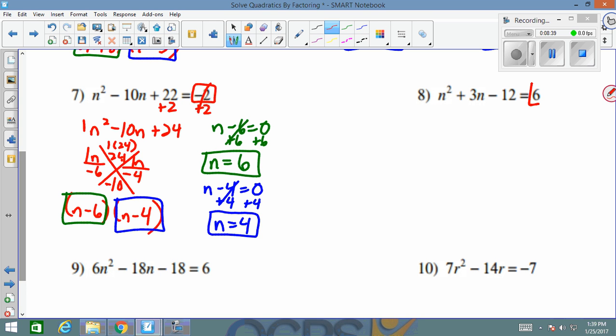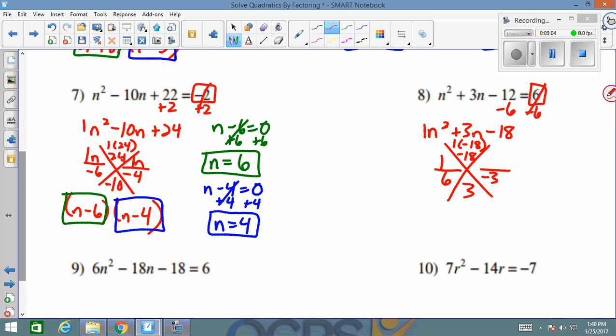Alright, same thing. We're going to move the 6. If it's positive, we're going to put negative. And it's going to be under the 12. Number goes with number. So it's n squared plus 3n minus 18. Put that 1 there. It's 1 times negative 18, which is negative 18. Positive 3. So we're going to have 6 and negative 3. Put your first number, which is 1, and n over top of each fraction. So this would be n plus 6 and n minus 3.